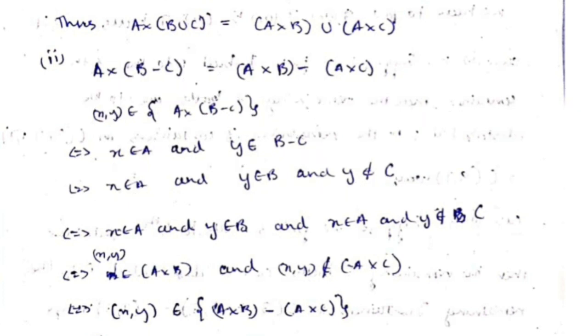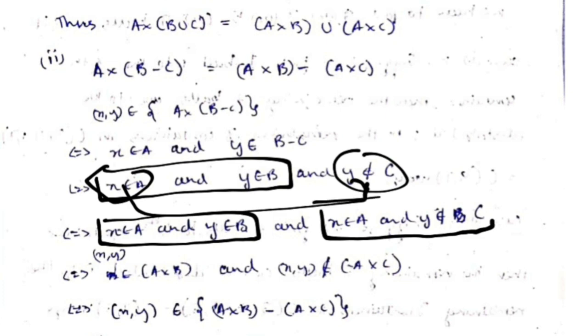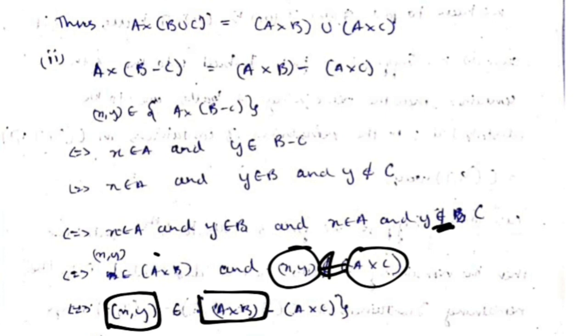Then by using the distributive rule, we will take this together and these two together. Okay, so we will get X belonging to A and Y belonging to B, and X belonging to A and Y not belonging to C. Then we will write it in this way: X comma Y belonging to A cross B and X comma Y not belonging to A cross C. Okay, because this is not belonging to. So then we will simplify it and write X comma Y belonging to A cross B minus A cross C. Since it's not belonging, we can use this minus sign here.